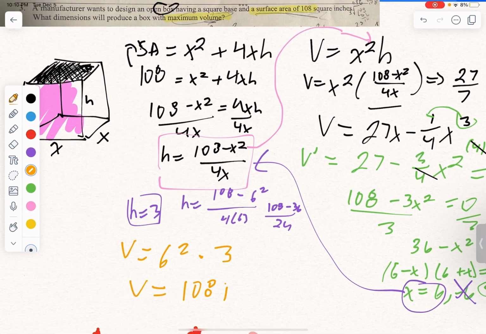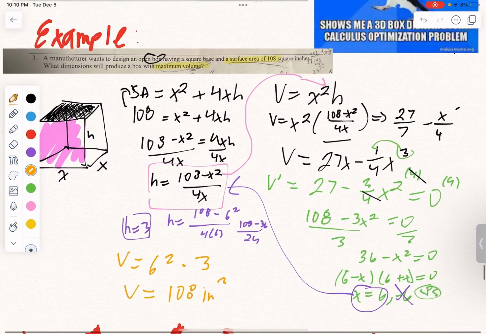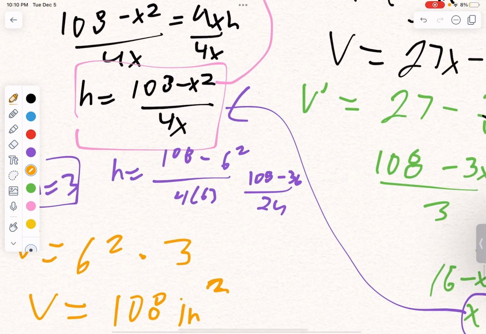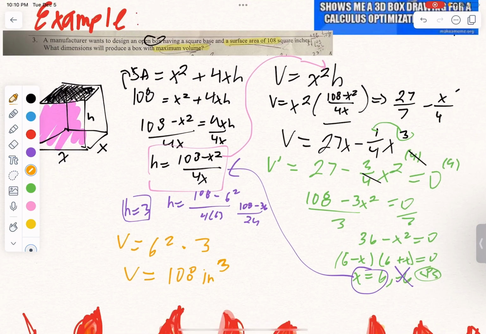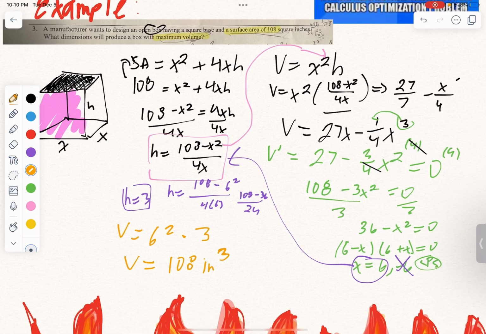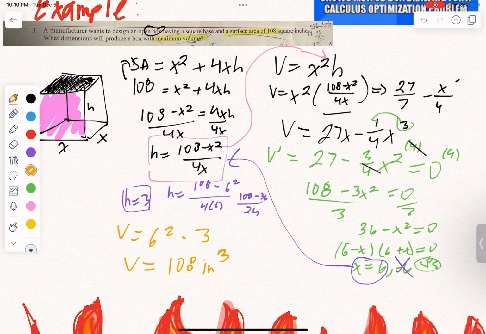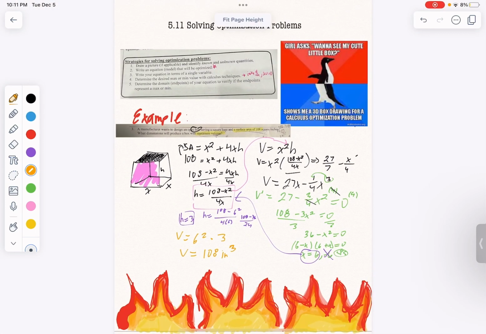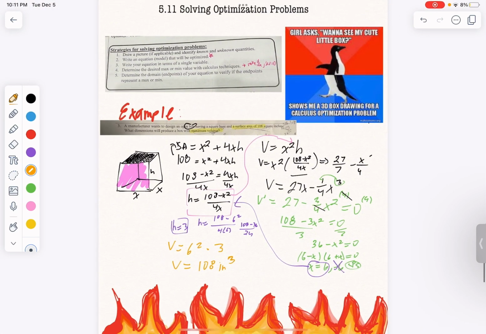Inches cubed. It's crazy, that is actually kind of a coincidence there. That doesn't usually happen where it's the exact same. But yeah, your volume is 108 inches cubed, and your dimensions would be x equals 6 and h equals 3. And that would be it. That's kind of it for optimization. It's hell, but again, keep practicing.